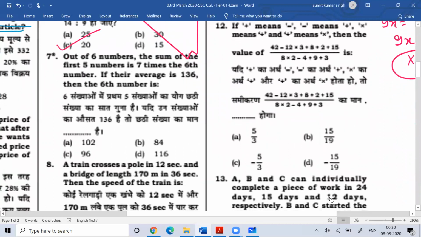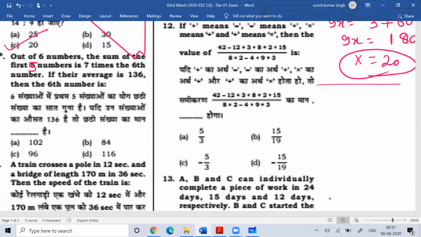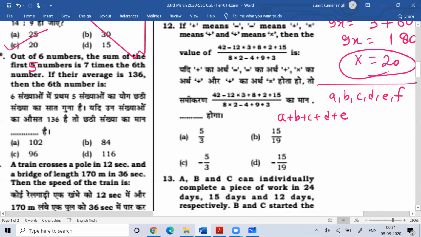Now you can see the next question. Out of 6 numbers, the sum of the first 5 numbers is 7 times the 6th number. Suppose the 6 numbers are A, B, C, D, E and F. The sum of the first 5 numbers means A plus B plus C plus D plus E, which is 7 times the 6th number. This is given to you.